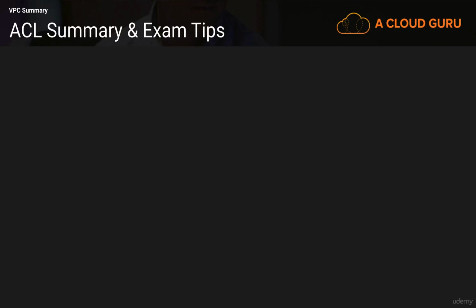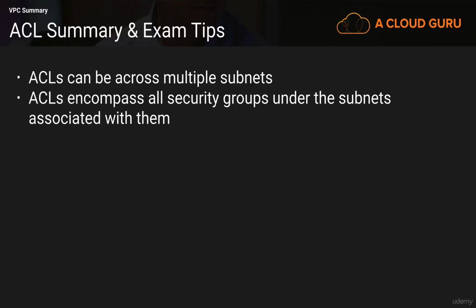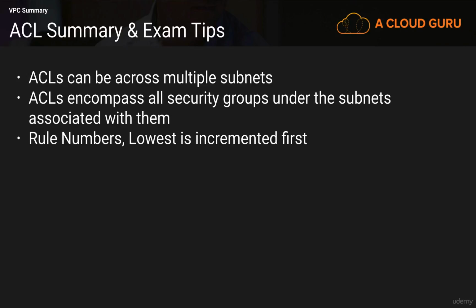Okay, and let's talk about our access control lists. Access control lists can be across multiple subnets. However, a subnet can only have one network access control list associated with it. Access control lists encompass all security groups under the subnets associated with them. And with the rule numbers, you always start with the lowest number first. So it's incremental, starting with the lowest and then going up. And that's the way in which they're applied.